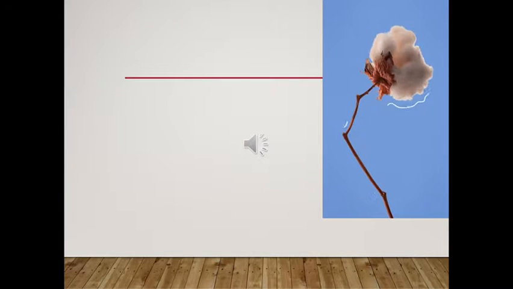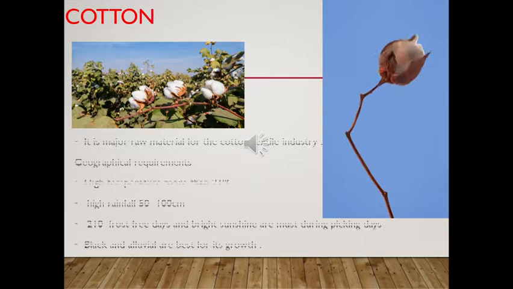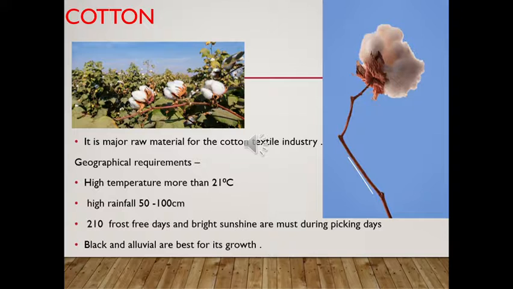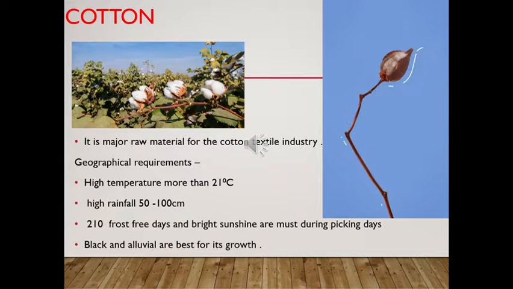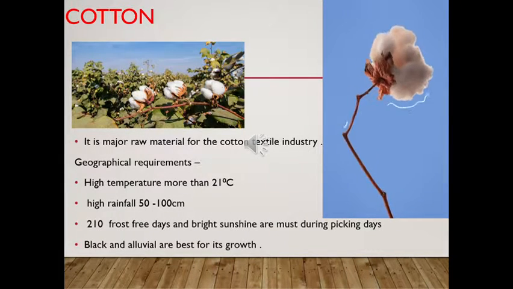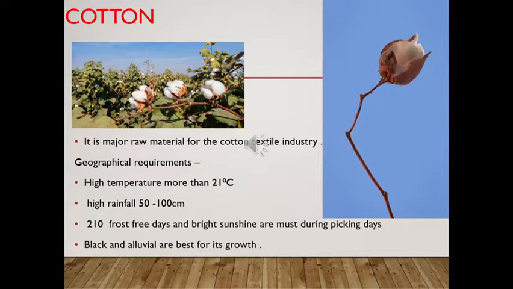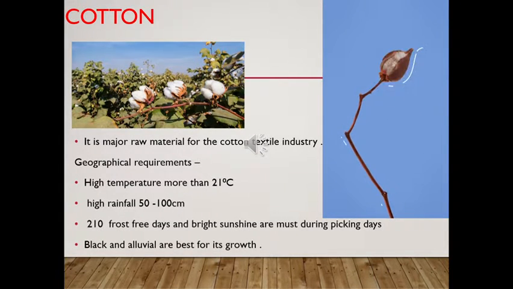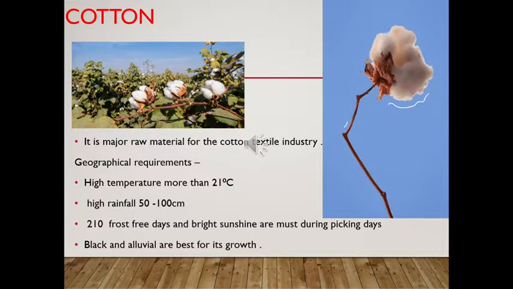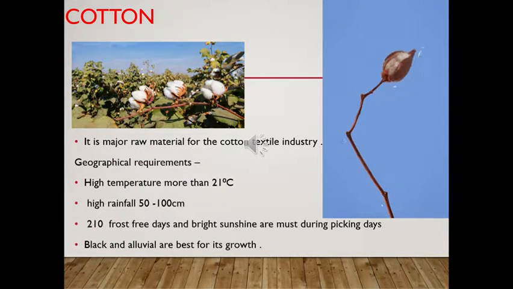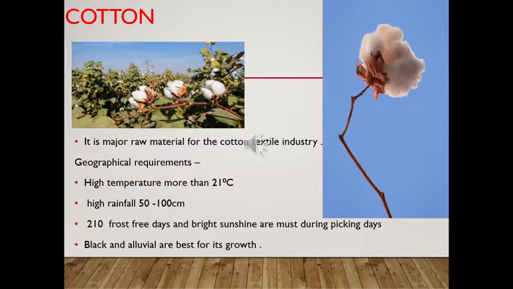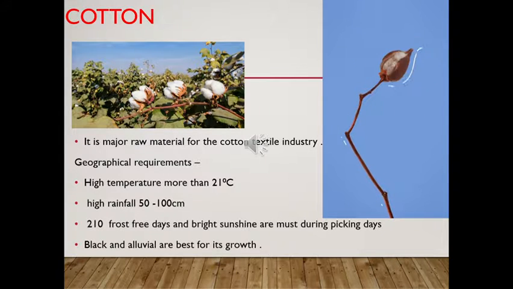Cotton. Cotton is used to produce cloths. It is a major raw material for the cotton textile industry. It requires high temperature, above 21 degrees centigrade, and high rainfall, 50 to 100 centimeter. It also requires 210 frost-free days and bright sunshine is a must during cotton picking days. Black and alluvial soil are best for its growth.